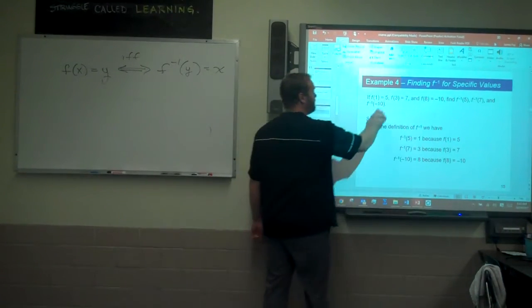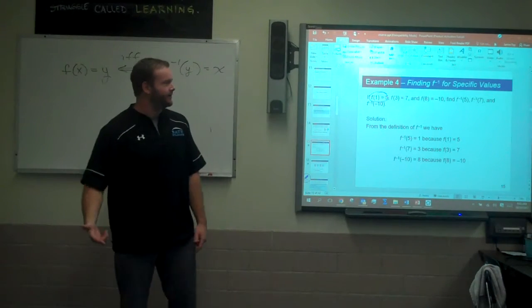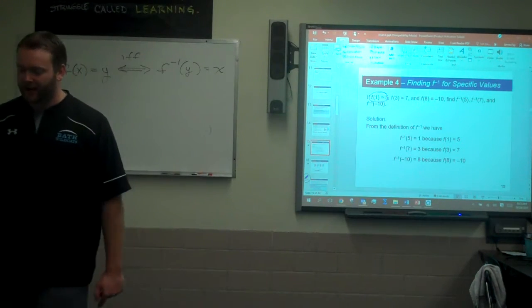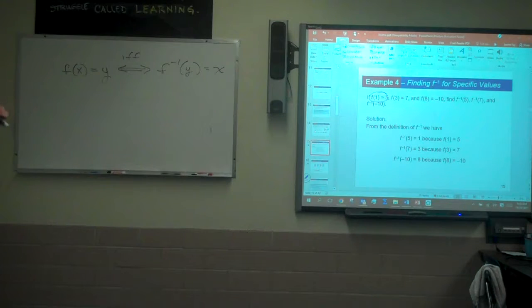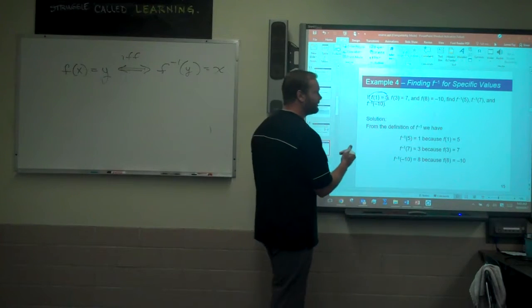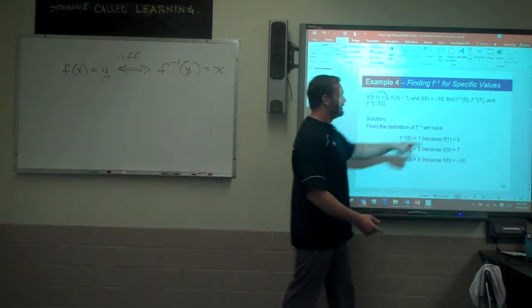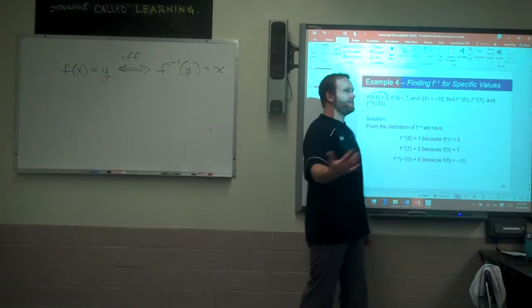It says if f of 1 is 5, and f of 3 is 7, and f of 8 is negative 10, okay? And if we graph those points, they pass the vertical line test, so they are a function. They pass the horizontal line test, so they are 1 to 1, okay? Then there must exist a rule that takes f inverse of 5 and provides me something back.